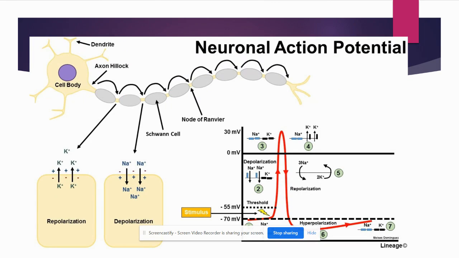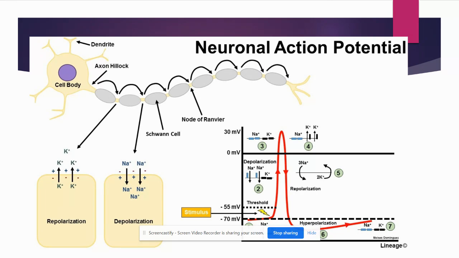Okay. So just showing you a little bit about how this is working. The 3 sodium ions are going to go in. That's called depolarization. When the 2 potassium leave, that's called repolarization. Hyperpolarization is when it goes further past the resting state. You can see here that this is occurring in an axon.